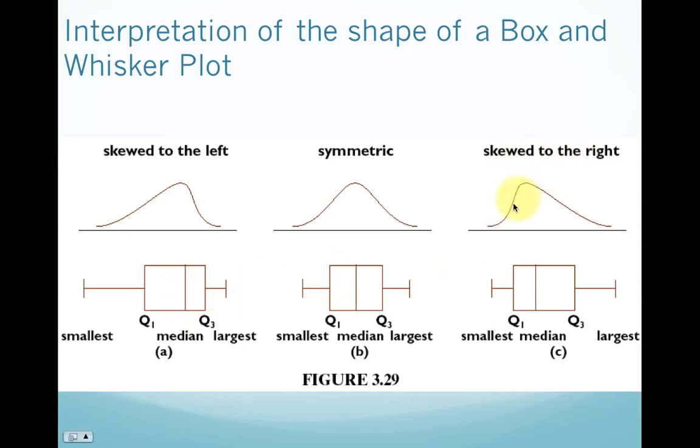Here's the image of a skewed right distribution, where the tail on the right is being pulled out because of extreme large data values in the distribution. When the box and whisker plot is produced, you'll have a longer whisker on the right than on the left, and your median will be positioned a little bit to the left of center in the box.